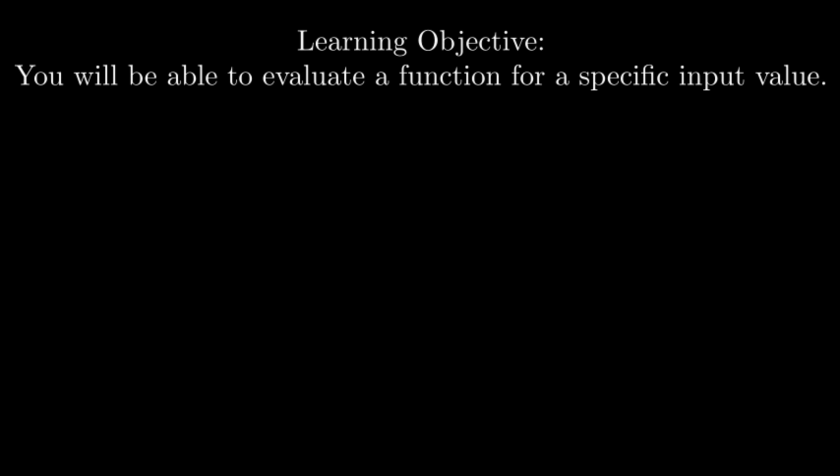Now that we understand what a function is and how to write it, let's practice using the notation to evaluate functions. Our goal here is simple. Given a function and an input, you'll be able to find the corresponding output. Evaluating a function just means substituting a given number for the input variable x and calculating the result.